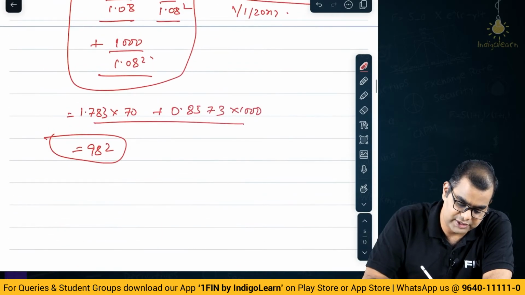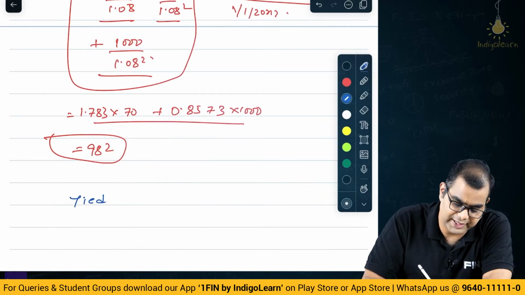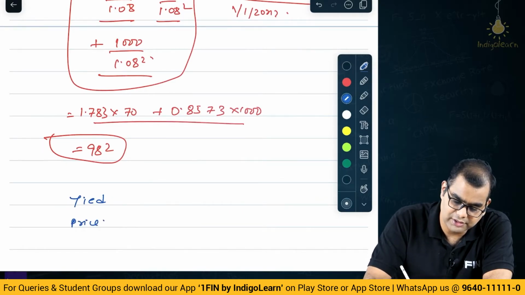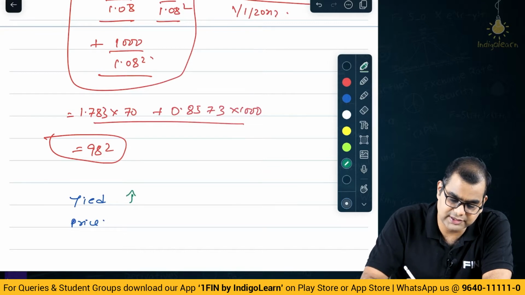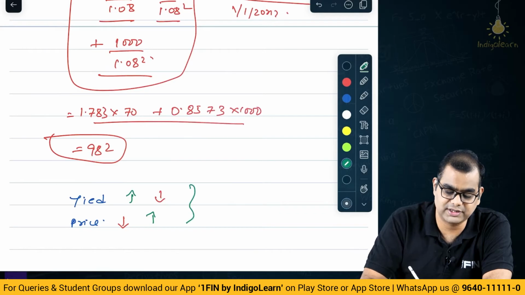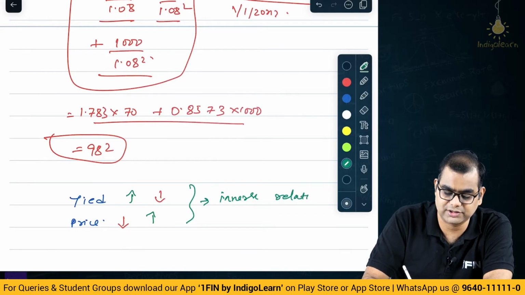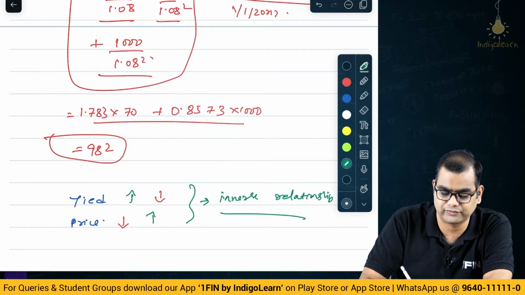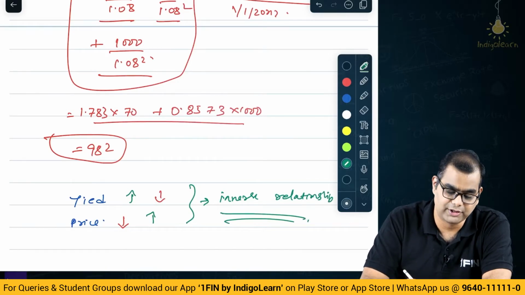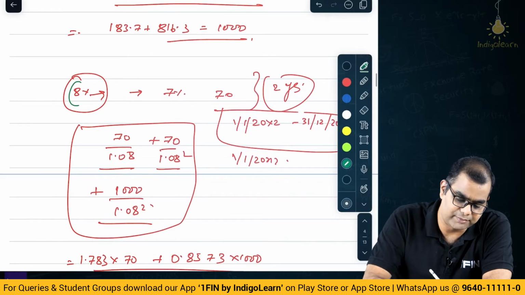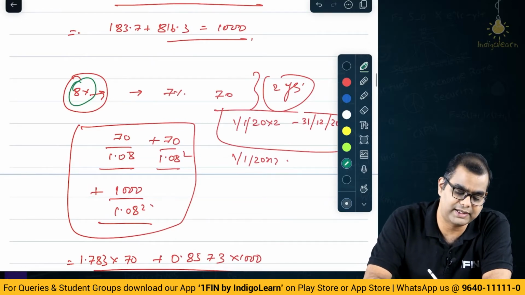When they are discounted at a higher rate, the present value falls. So, when yield increases, price decreases; yield decreases, price increases. So, this is an inverse relationship. Inverse relationship. So, exactly the opposite happens if the market yield is not 8%, but let us say 6%.